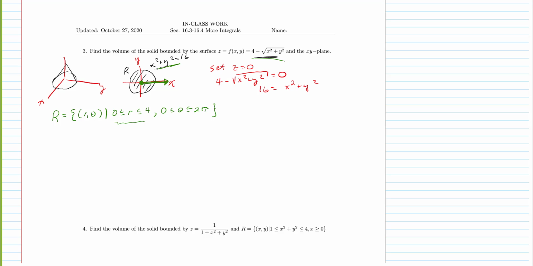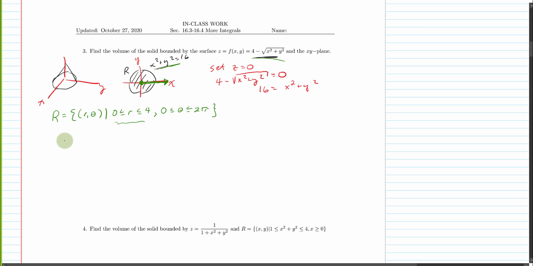Okay, so we can go ahead and set up this double integral. The original double integral was the double integral over R of f of x, y dA. But now we can write this as an iterated integral in the polar coordinate system. We need to rewrite our function in terms of the polar coordinates, so that's going to be 4 minus r. Is everyone okay with that, or do you want me to talk about that substitution that we just did?